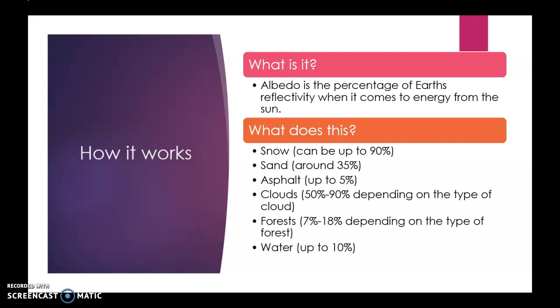Water can be up to 10%. It depends on whether the water is deep or shallow, if it's moving or not moving. Salt water or fresh water will make a difference. Any solar radiation that does not get reflected is absorbed by the Earth, whether that be in the ground, in the clouds, in the water. All the energy gets absorbed that doesn't get reflected.